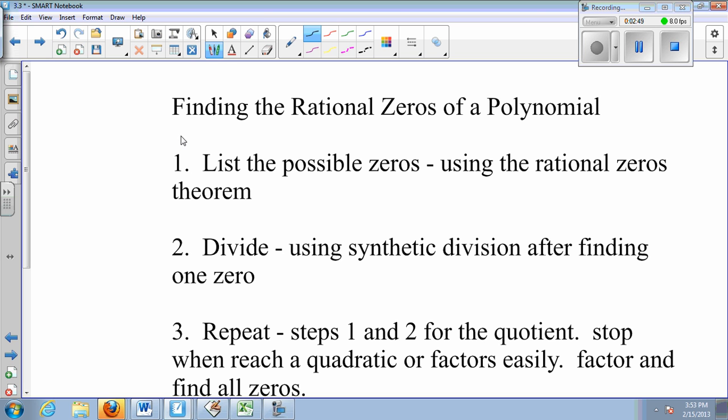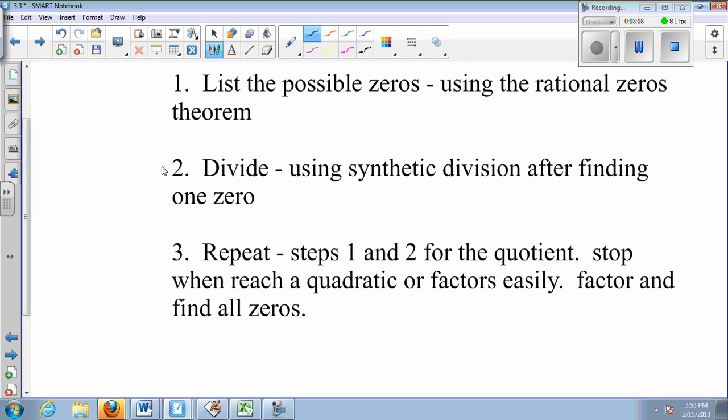So when we are finding the rational zeros of a polynomial, we list all the possible zeros using the rational zeros theorem. We find one by dividing using synthetic division, and we repeat steps 1 and 2 for the quotient, and we stop once we reach a quadratic or something that factors easily. Then we find all of our zeros.